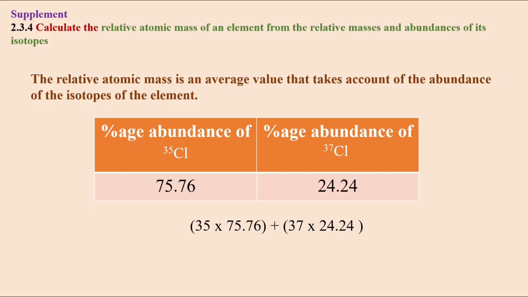You are supposed to multiply the mass number with the percentage abundance of the first isotope and then add this value to the other isotope value. The other value will be calculated the same way by multiplying the mass number with the percentage abundance, and then add both values and divide by 100. You will get this value 35.48 for chlorine atom. So the relative atomic mass of chlorine is 35.48.